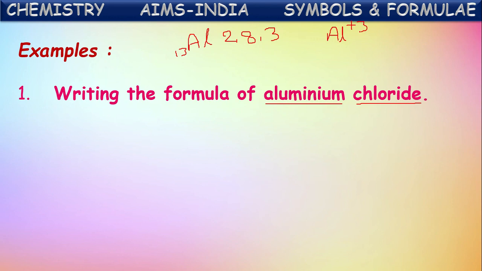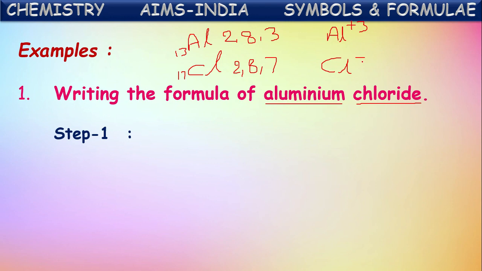Al plus 3. And next, if you see chlorine, what is the atomic number of chlorine? 17. If you see its electronic configuration, 2, 8, 7. In its outermost shell, it has only 7 electrons. To become stable, it requires one more electron. So, by gaining that electron, chlorine becomes the Cl minus ion. Now, here the positive ion is Al plus 3, the negative ion is Cl minus. So, now let us try to write the molecular formula of this compound by following the crisscross rule steps. What is the first step in that?